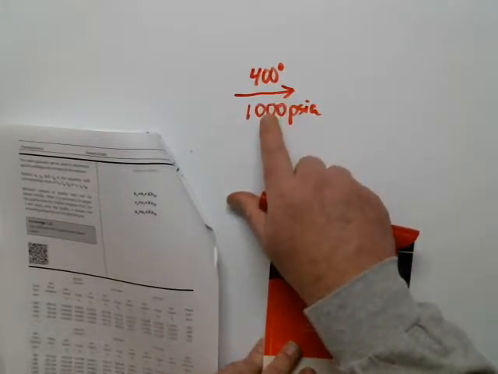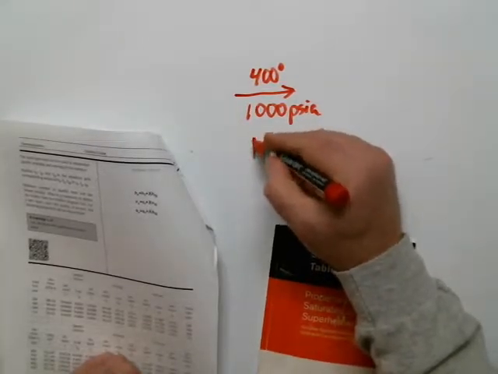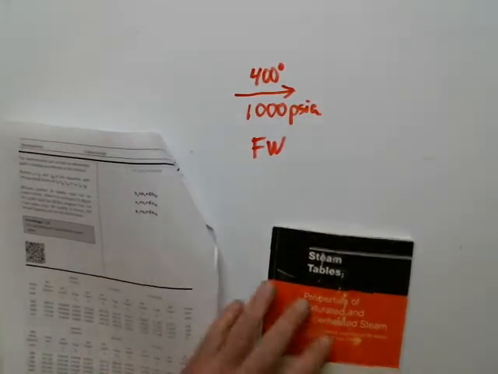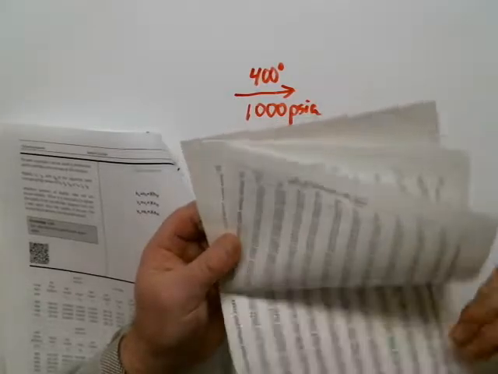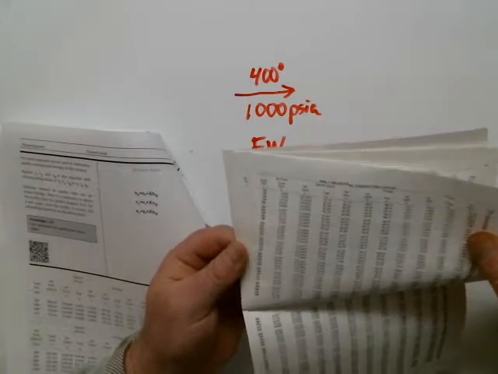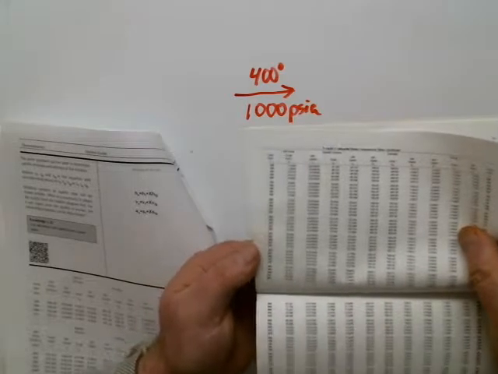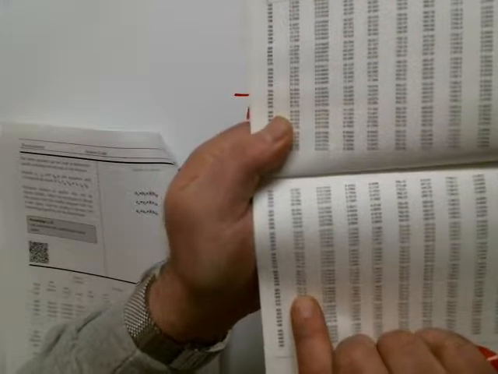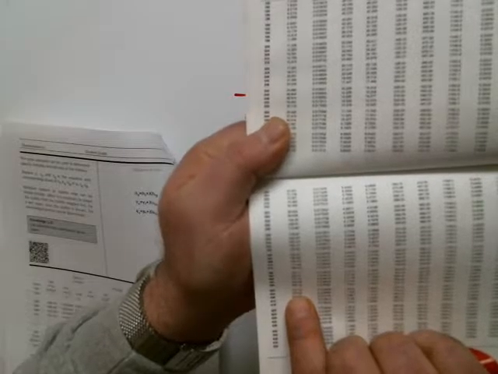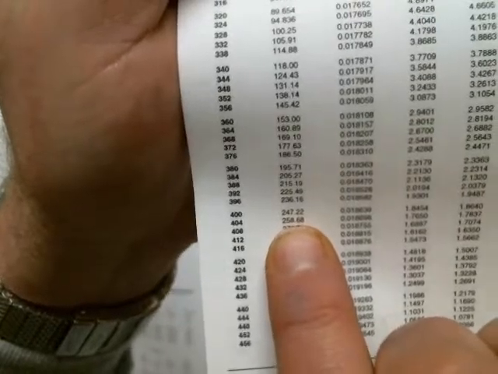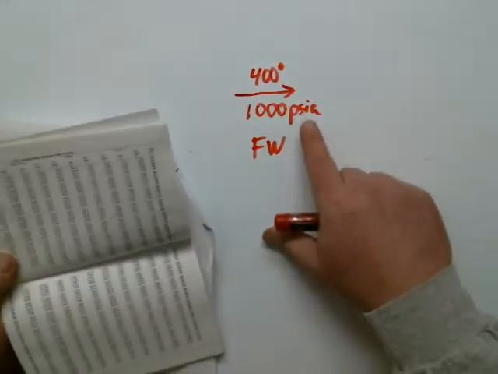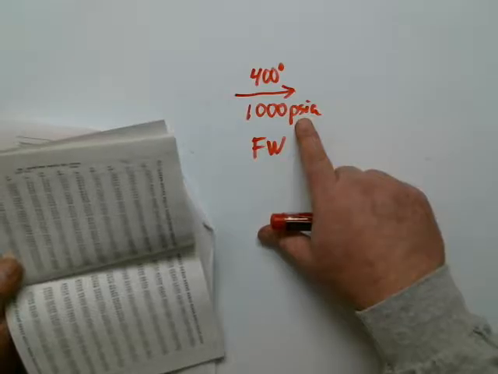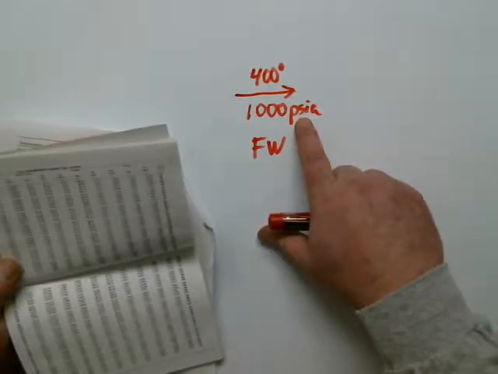I have 400-degree water that exists at 1,000 pounds. You know what that is? Let's say that's feed water. So I go to 400 degrees in our steam tables, and I see that the saturation pressure for 400 degrees is about 247 psi-A. We have it as 1,000 psi-A. So I'm really subcooled. Let's go verify that.